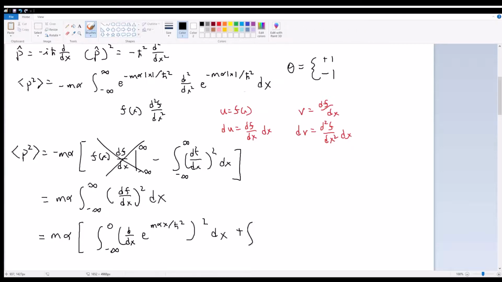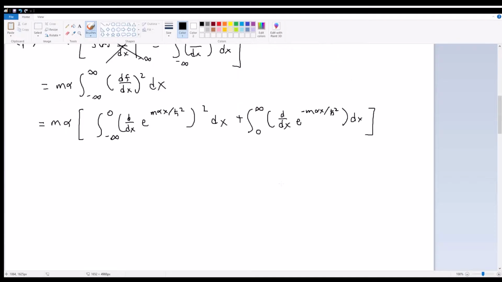Then we add the integral from 0 to positive infinity. And this is now going to be d by dx. Now remember, this always has to be negative. M and alpha are both positive. If x is also positive, we now need an explicit negative sign at the front. So e to the negative m alpha x divided by h bar squared, dx. And from this point, we just have to evaluate these. These are relatively simple problems to do.